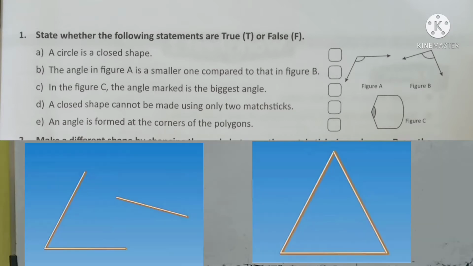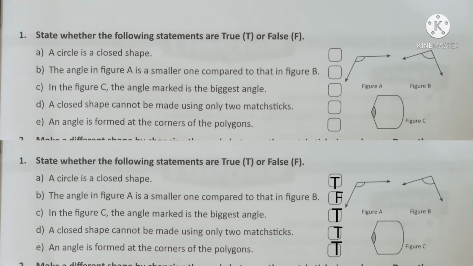D question. A closed shape cannot be made using only two matchsticks. So now you see there, we are having two sticks. But a closed shape cannot be made using only two matchsticks. After adding one more stick, we can make triangle. The given statement is true. We need minimum 3 matchsticks.